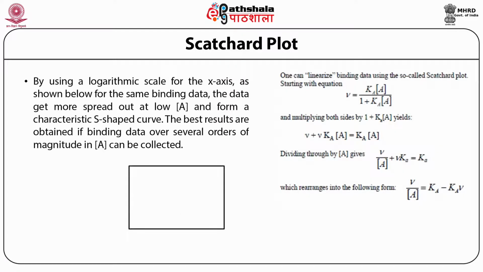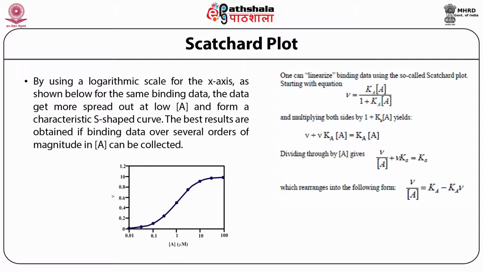By using a logarithmic scale for the x-axis as shown below, for the same binding data, the data get more spread out at low values of A and form a characteristic sigmoidal curve. The best results are obtained if binding data over several orders of magnitude in A concentration can be collected.